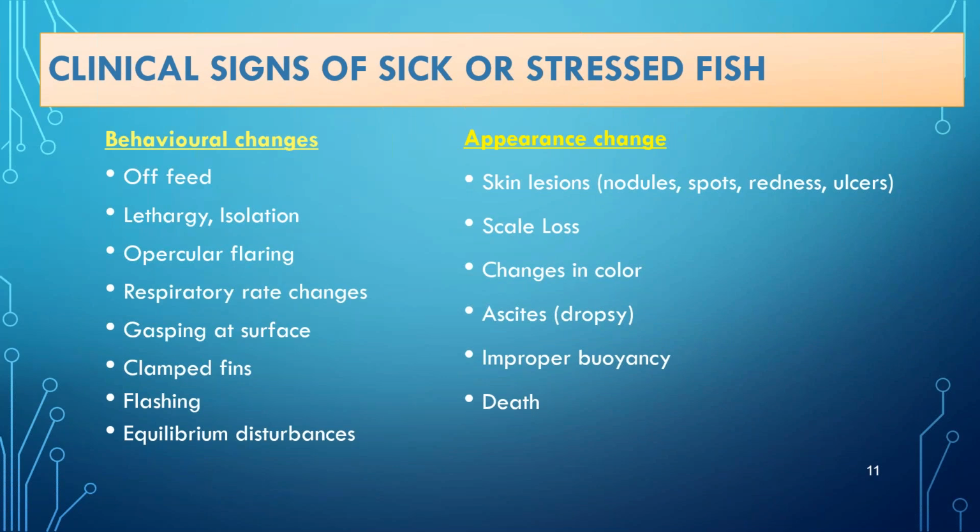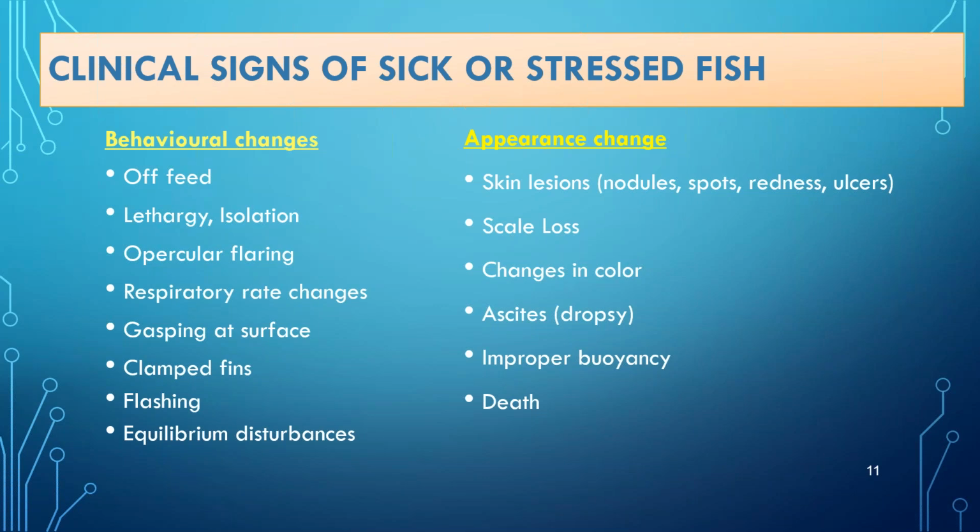So what are the clinical signs of sick or stressed fish? We can classify them into behavioral and appearance changes. Like there will be sheer loss of feed intake, off feed, loss of appetite, followed by lethargy and isolation from the rest of the group. Then opercular flaring, where the opercular movements are abnormal. Respiratory rate changes, gasping at the surface, clamped fins, flashing, and equilibrium disturbances like erratic swimming, head downs, and stand ups. These erratic equilibrium disturbances are frequently observed. I will be showing some pictures afterwards.